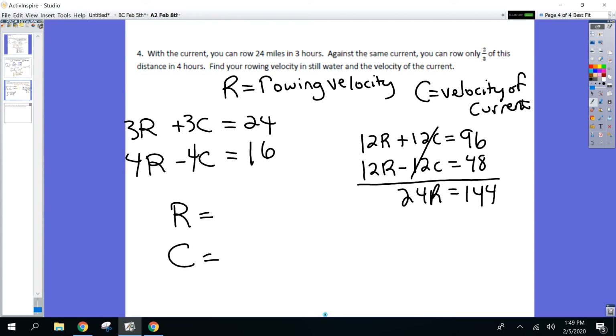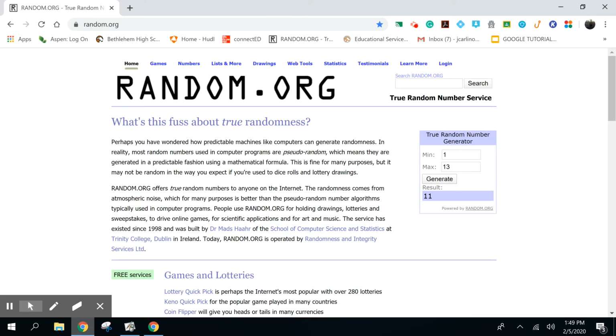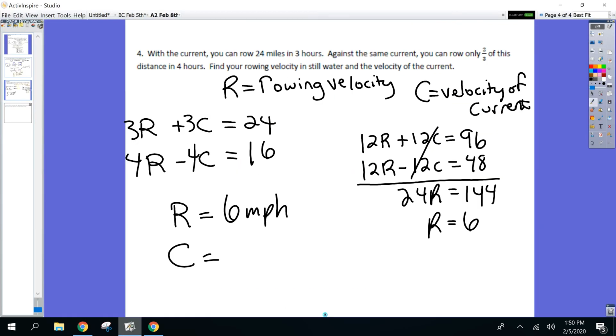Right. One last time here. Oh, 6. Okay, there we go. Your rowing speed is 6 miles per hour. Hey, you got it, though. Plug it back in. What's the velocity of the current now? Velocity of the current, 2 miles per hour.